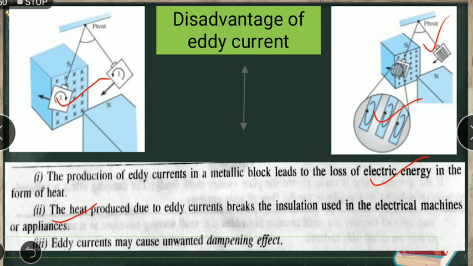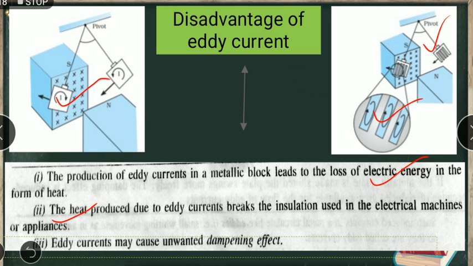The amount of heat produced will be in such a large quantity that it breaks the insulation of the machines or the appliance. Next, eddy current may cause unwanted damping effect. We require the oscillation, but immediately that oscillation comes to rest. These are some drawbacks or disadvantages of eddy current.